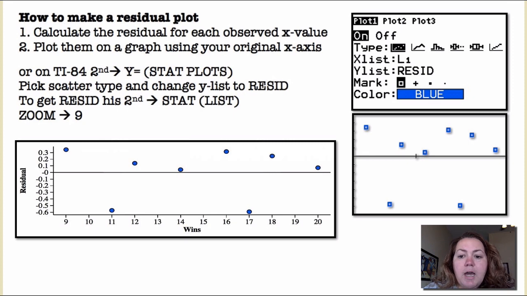You're going to pick the scatter plot type. For the X list, you're going to have list 1. For the Y list, you're going to change it to the resid list. To get the option with all of the lists, you're going to hit second and then the stat button, which is the list options. And if you go to the bottom, you should see the list called resid. And then once you have that in there, you're going to press zoom 9 and you'll see your residual plot. And remember, you want to see it scattered with no obvious curve or pattern.